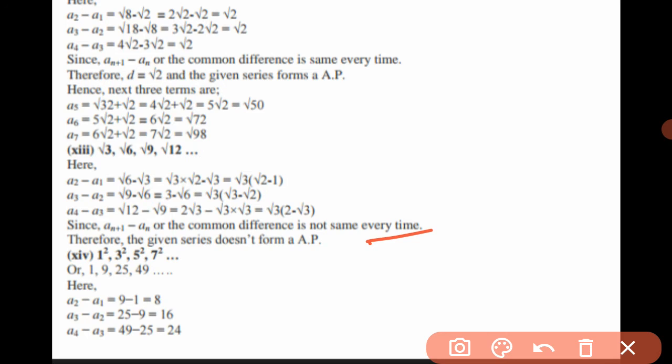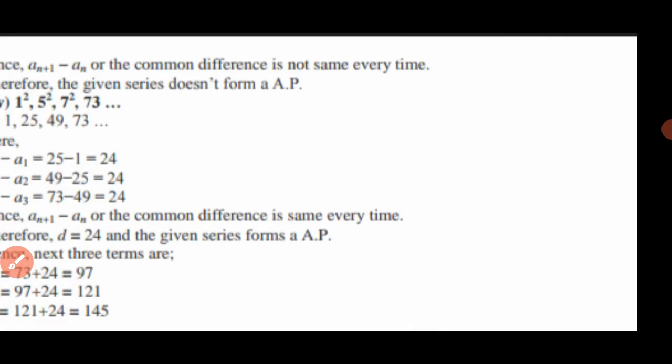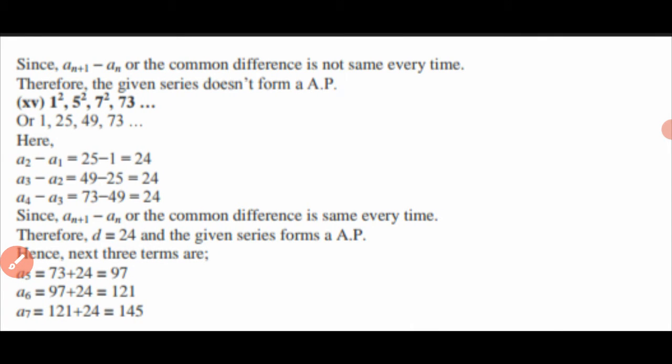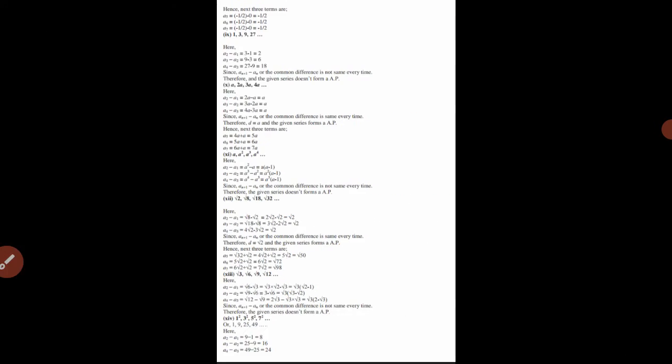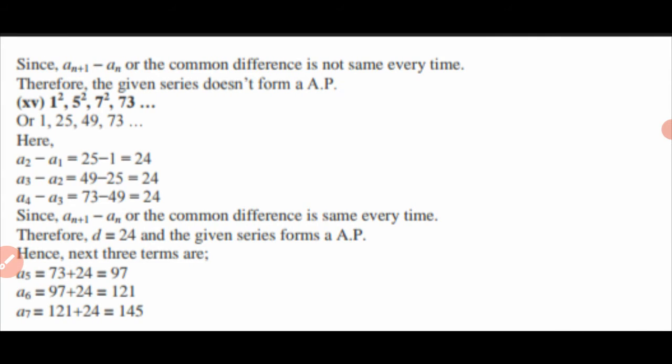Now in the 14th part we have given 1 square, 3 square, 5 square and 7 square. Here 1 square means 1, 3 square is 9, 5 square is 25 and 7 square is 49. So a2 minus a1 is 8, a3 minus a2 is 16 and a4 minus a3 is 24. Since we know the common difference an minus 1 minus an is not the same, therefore it will not form an AP.